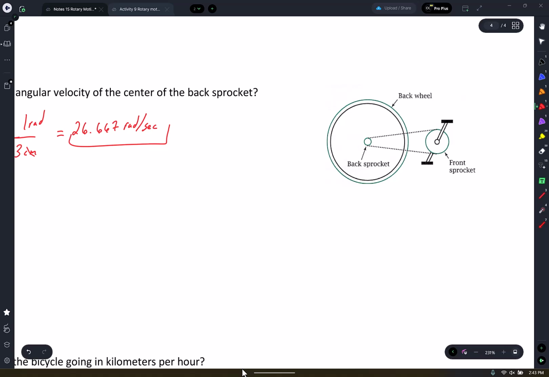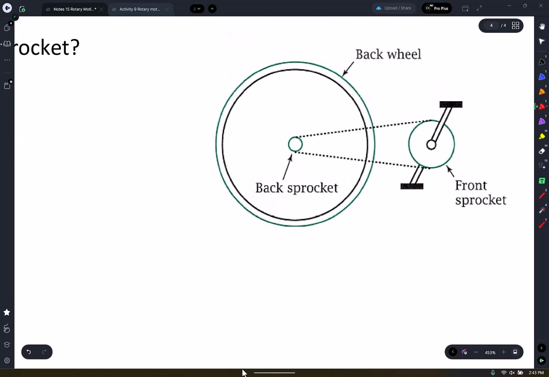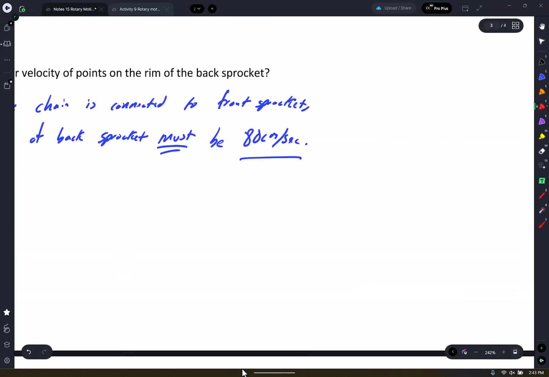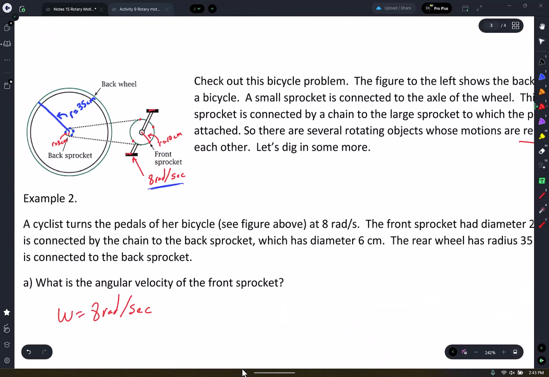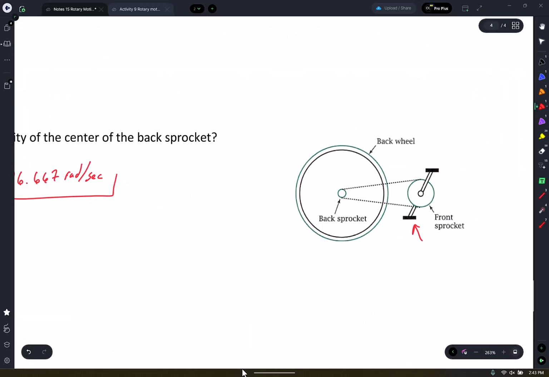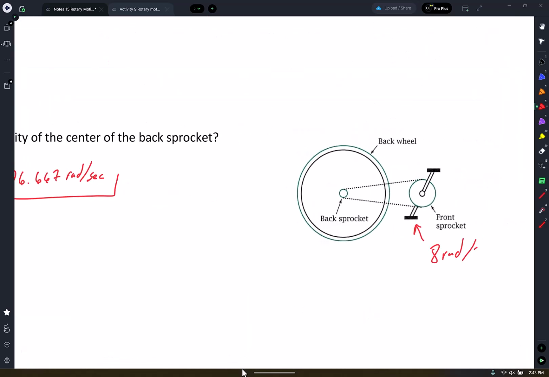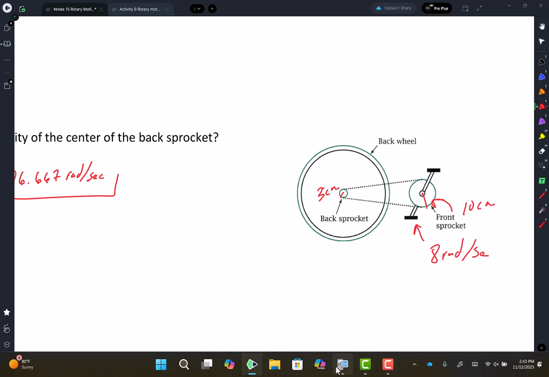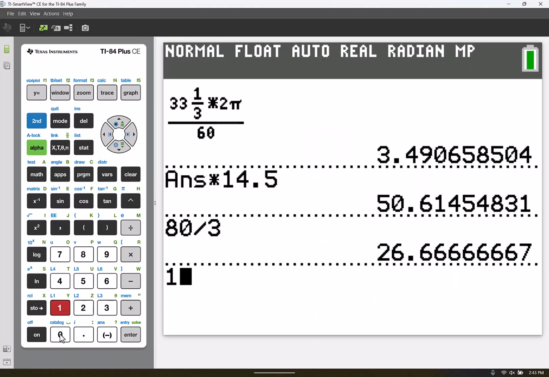You could have said, I know the angular velocity of the front sprocket. They gave it to me. That was 8 radians per second. Do you guys see that? If the front sprocket is going 8 radians per second, and the front sprocket is connected to the back sprocket, I can just make a ratio. This front sprocket, I forgot what was it, 10 centimeters, and this back sprocket is 3 centimeters. So if I make a ratio from the front sprocket to the back sprocket, 10 divided by 3.